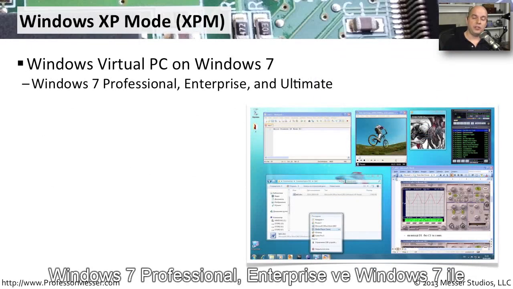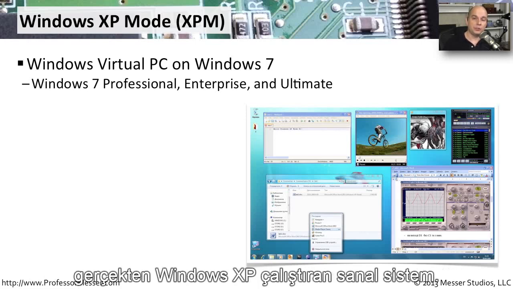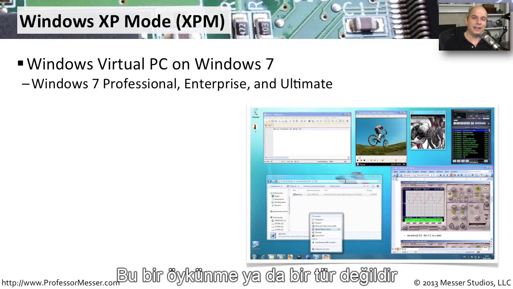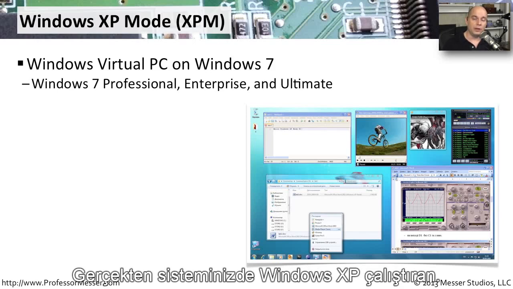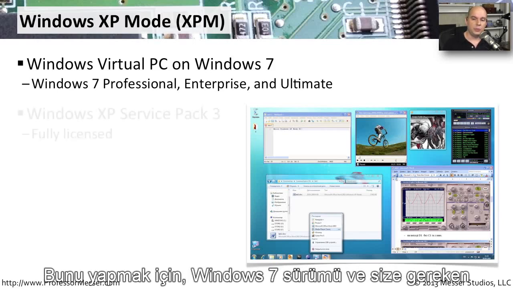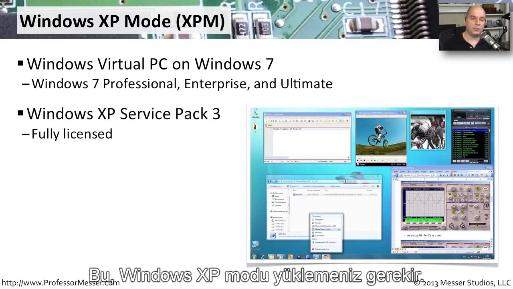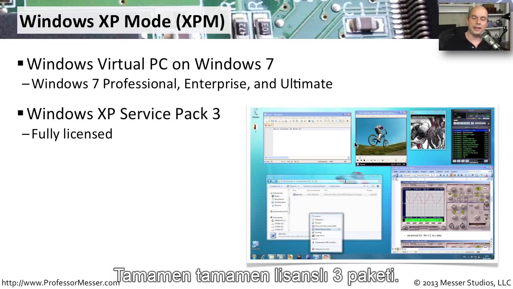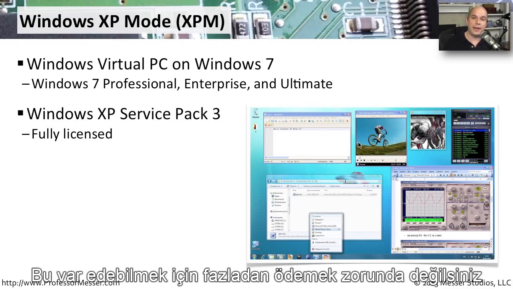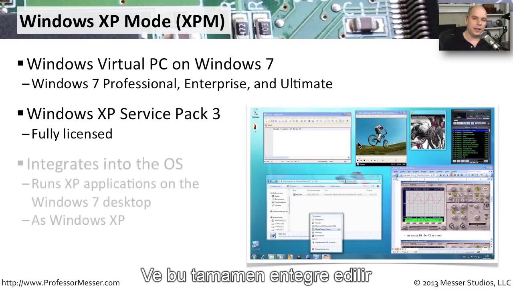With Windows 7 Professional, Enterprise, and Windows 7 Ultimate, you can run your Windows XP applications in a virtual system that is really running Windows XP. This is not an emulation or some type of compatibility mode. You really are running Windows XP on your system. To do this, you would need your Windows 7 version, and you would need to install this Windows XP Mode. It effectively installs for you a Windows XP Service Pack 3 that is completely, fully licensed. You don't have to pay extra to have this functionality, and it is completely integrated into the operating system.